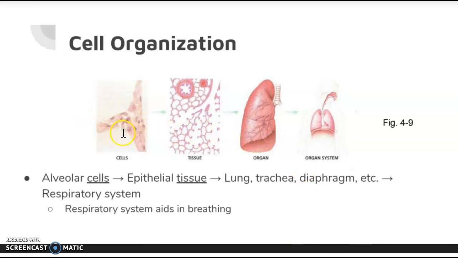Here's an image of that in here. So groups of cells make up tissues, groups of tissues make up organs, groups of organs make up organ systems. And here's an example. We talk about the respiratory system. You have alveolar cells, which make up epithelial tissue, which make up your lungs, which make up the respiratory system when you have all those different organs together. Okay. And there's also connective tissues in here and other tissues besides epithelium.